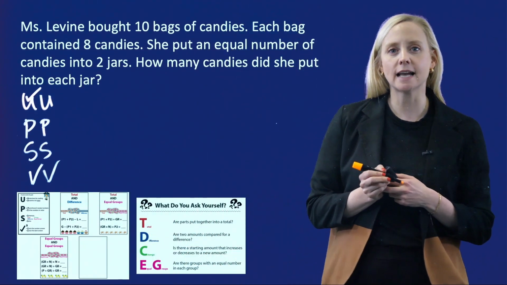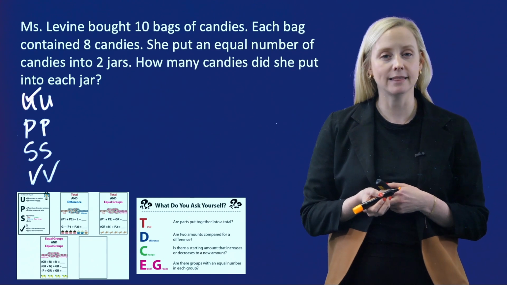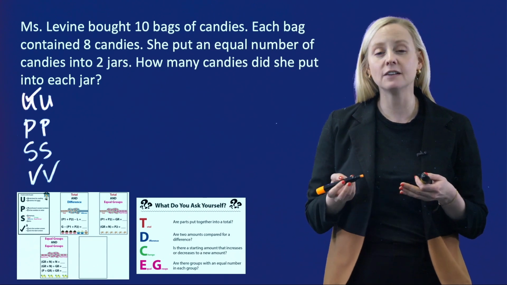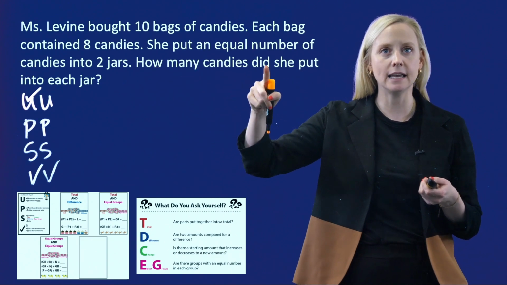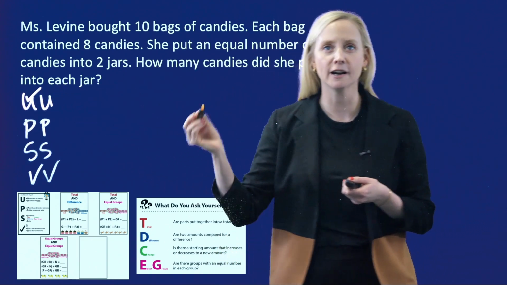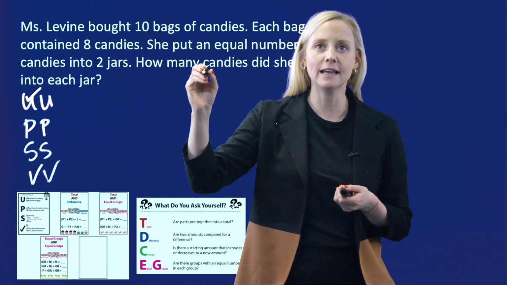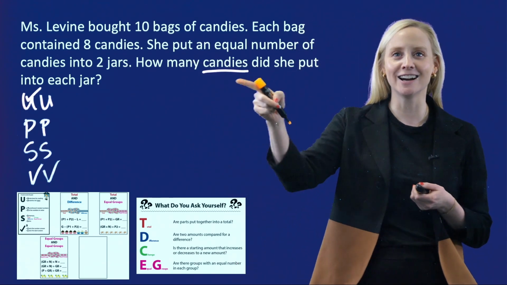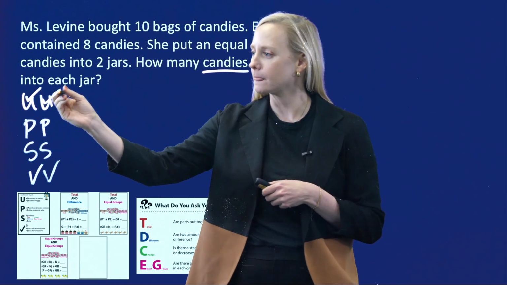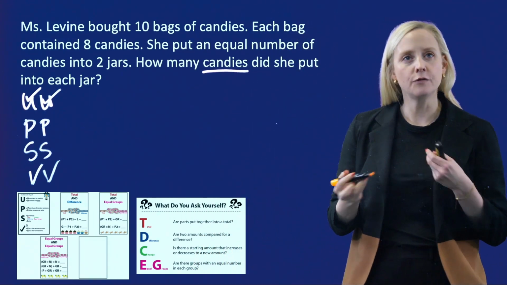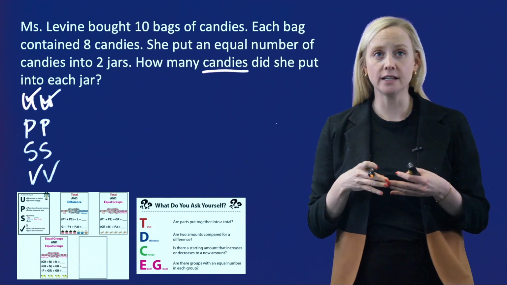Now I'm going to move to my second U, which stands for underline my label. I most of the time can find my label in our question sentence, so let's read it. How many candies did she put into each jar? We're talking about candies. Now I want some candy. We're underlining candies. That's our label. That's what we're talking about. I have underlined my label.